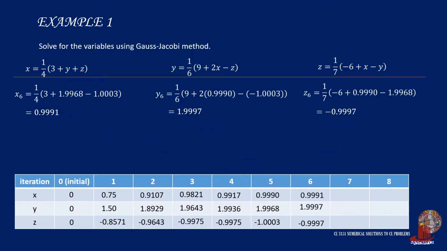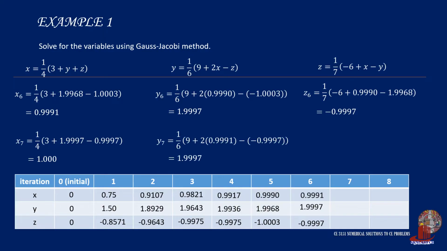Then, with the 7th iteration, x sub 7 is 1/4 of the quantity 3 plus 1.9997 less 0.9997, which shows 1. Y sub 7 is 1/6 of 9 plus twice of 0.9991 minus negative 0.9997 to get 1.9997. Then z sub 7 is 1 all over 7 times negative 6 plus 0.9991 minus 1.9997, and that is negative 1.0001.